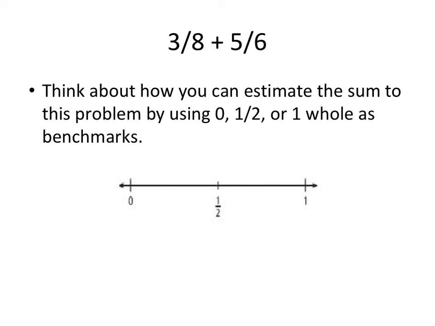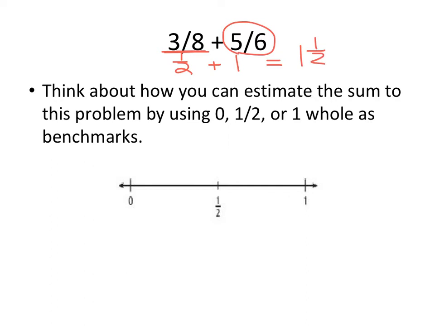When I look at 3/8 plus 5/6, the first thing I realized is that 3/8 is very close to 4/8, and I know that 4/8 is the same thing as 1/2. So I would say that 3/8 is about 1/2. I also know that 5/6 is only 1/6 away from a whole, so I might estimate that to be 1 whole. Now I know that my answer should be pretty close to 1 plus 1/2, or 1.5.